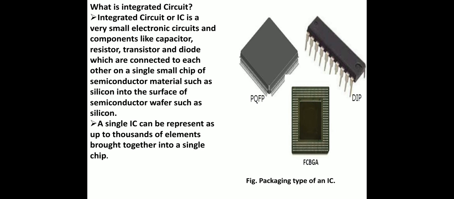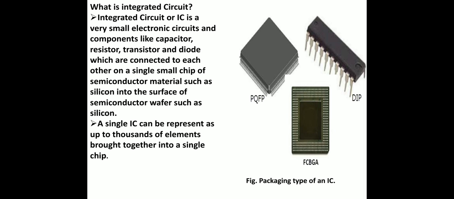Then what is the integrated circuit? The integrated circuit or IC is a very small electronic circuit with components like capacitor, resistor, transistor and diode, which are connected to each other on a single small chip of semiconductor material such as silicon, on the surface of a semiconductor wafer such as silicon.